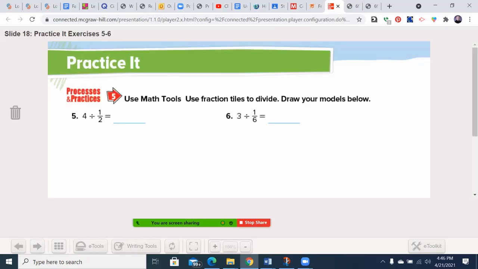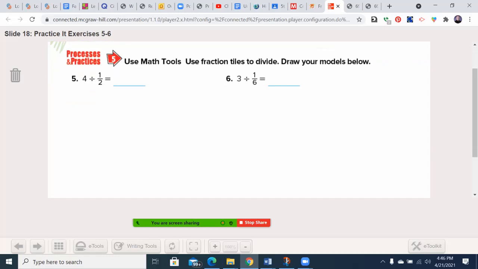So let's go ahead and try these ones again. Same thing, draw your models to make sure you have it. Go ahead and pause the video. I'll see you on the other side.